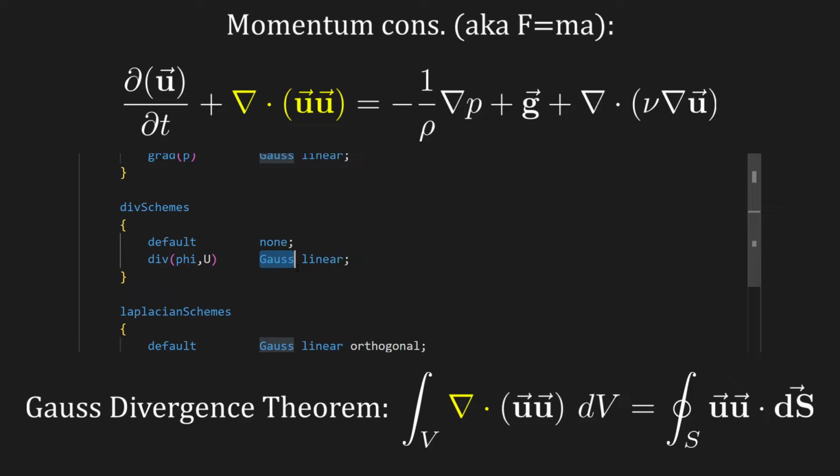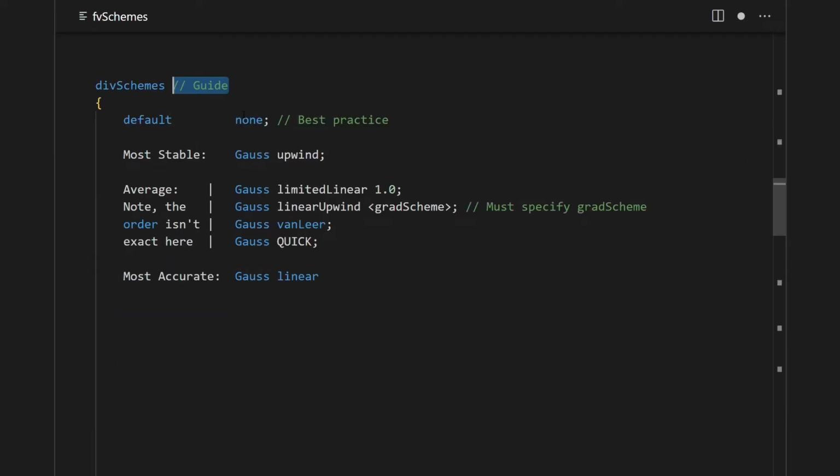Gauss refers to the Gauss divergence theorem, which converts volume integrals of divergence into surface integrals of the original variable. To work out these surface integrals, we need to know the value of the variable at the surface, so an interpolation scheme is needed, in this case linear. The divergence terms are critical to the stability and accuracy of a CFD sim, which is why each scheme is specified separately. Here are some common divergence schemes.